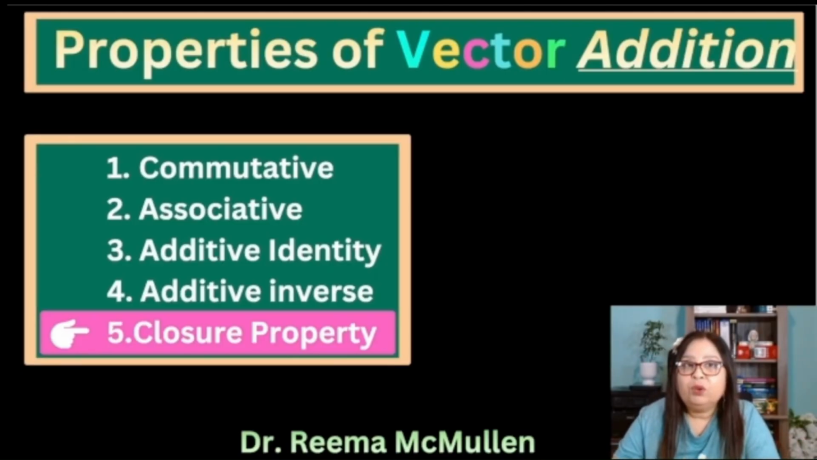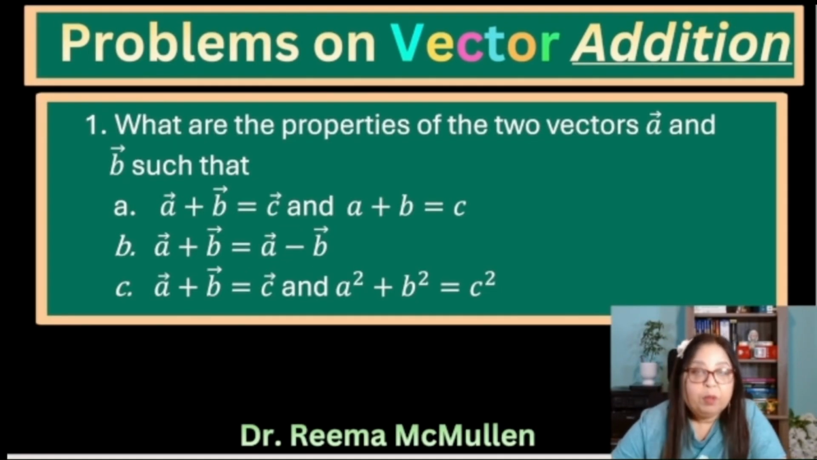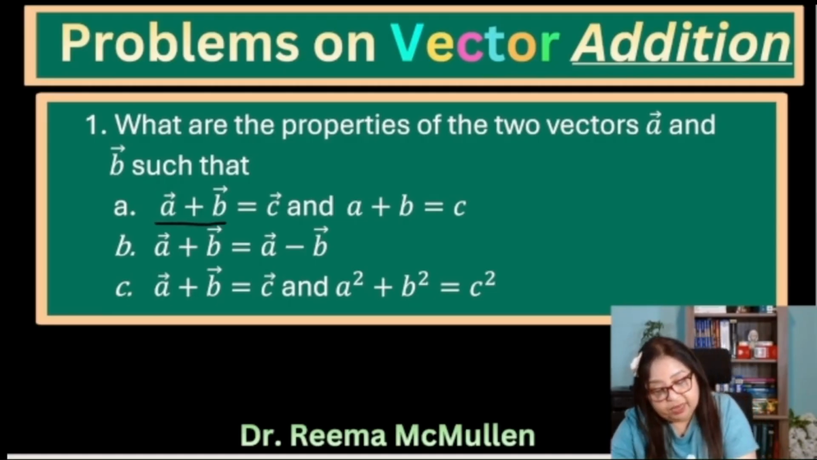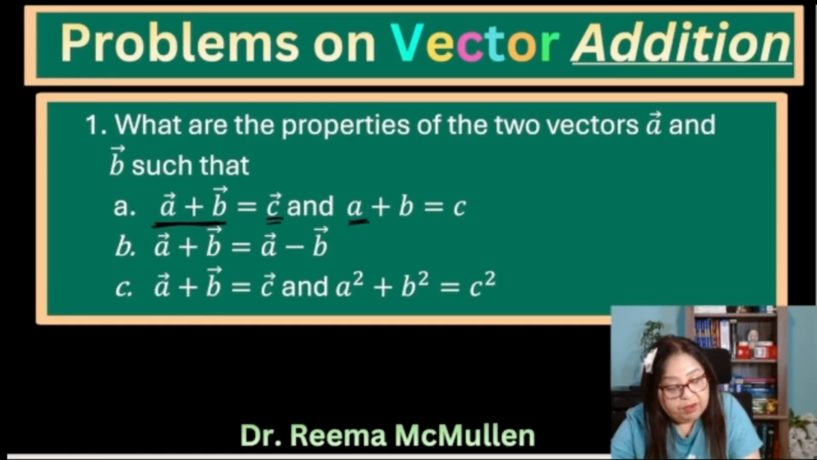Okay, so next we are going to move on to a couple of problems. Very, very interesting problems. Problem number 1. What are the properties of two vectors, A and B, such that when you add these two vectors, you get a vector C, and magnitude of vector A plus magnitude of vector B equals magnitude of vector C?